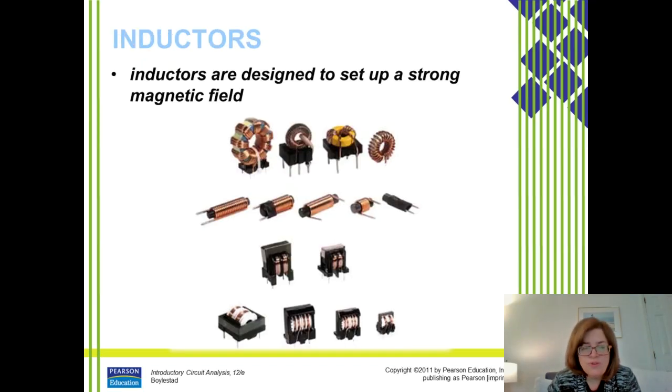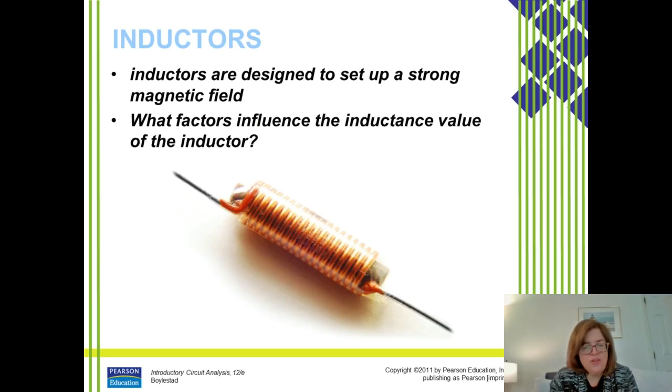So let me show you some different inductors here, and your book has a lot of good information about different inductors, so you can review that. But you'll see all kinds of different shapes, different configurations of these inductors. All of them have slightly different magnetic properties, but they're all set up to create a strong magnetic field. So here is a basic inductor, or a coil, and they're designed to set up a strong magnetic field.